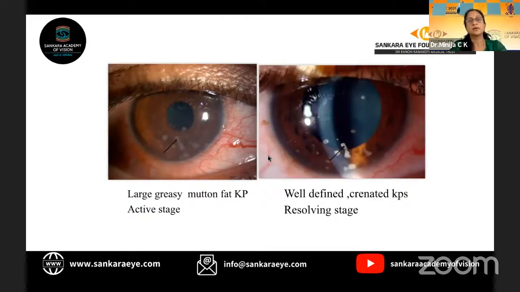This is how you differentiate between active and resolving uveitis. In active uveitis, you have large, greasy mutton fat KPs, whereas in a healed one, at the resolving stage, they become crenated. These large mutton fat KPs may completely disappear or they become pigmented.